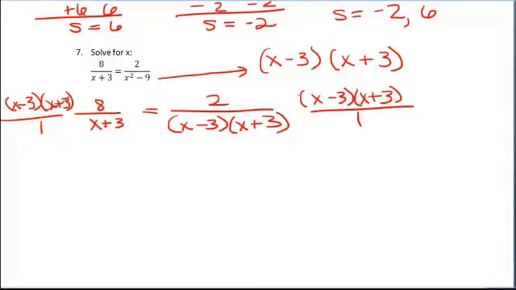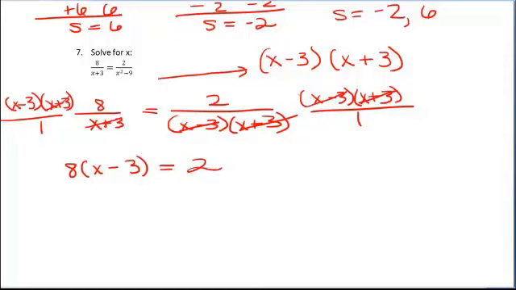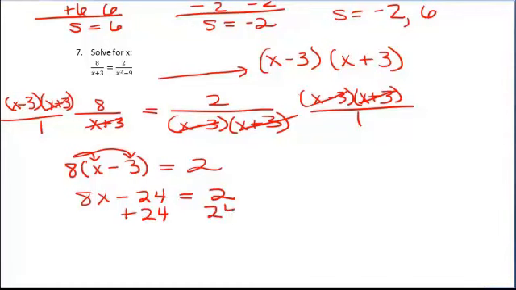And then I cancel out. I get 8 times the quantity of x minus 3 equals, and then this cancels with this, cancels out nicely, and I'm just left with a regular equation to solve. So now I want to distribute the 8. So 8 times x is 8x, and then 8 times negative 3 is negative 24. And this equals 2. And I add 24 to both sides. And I get 8x equals 26.